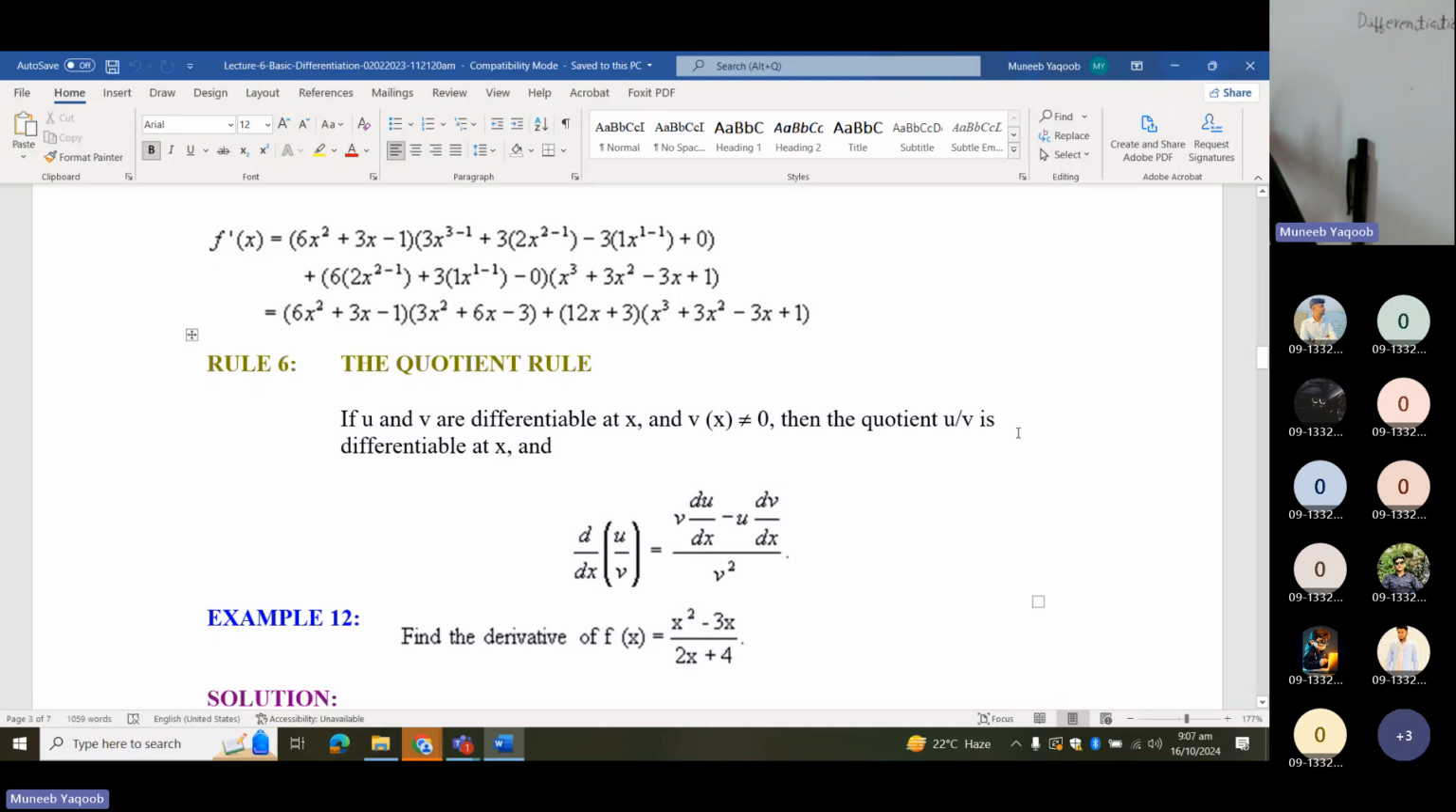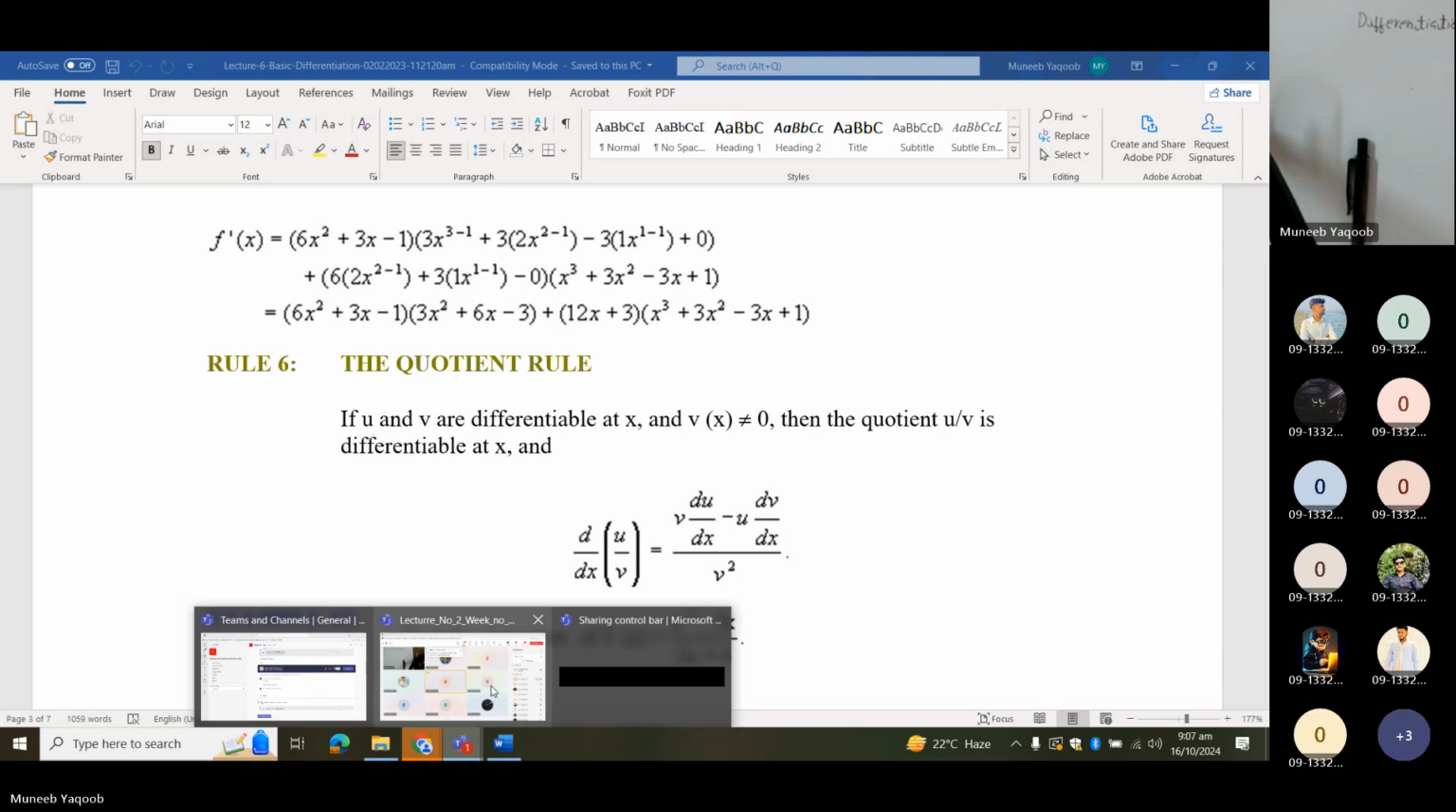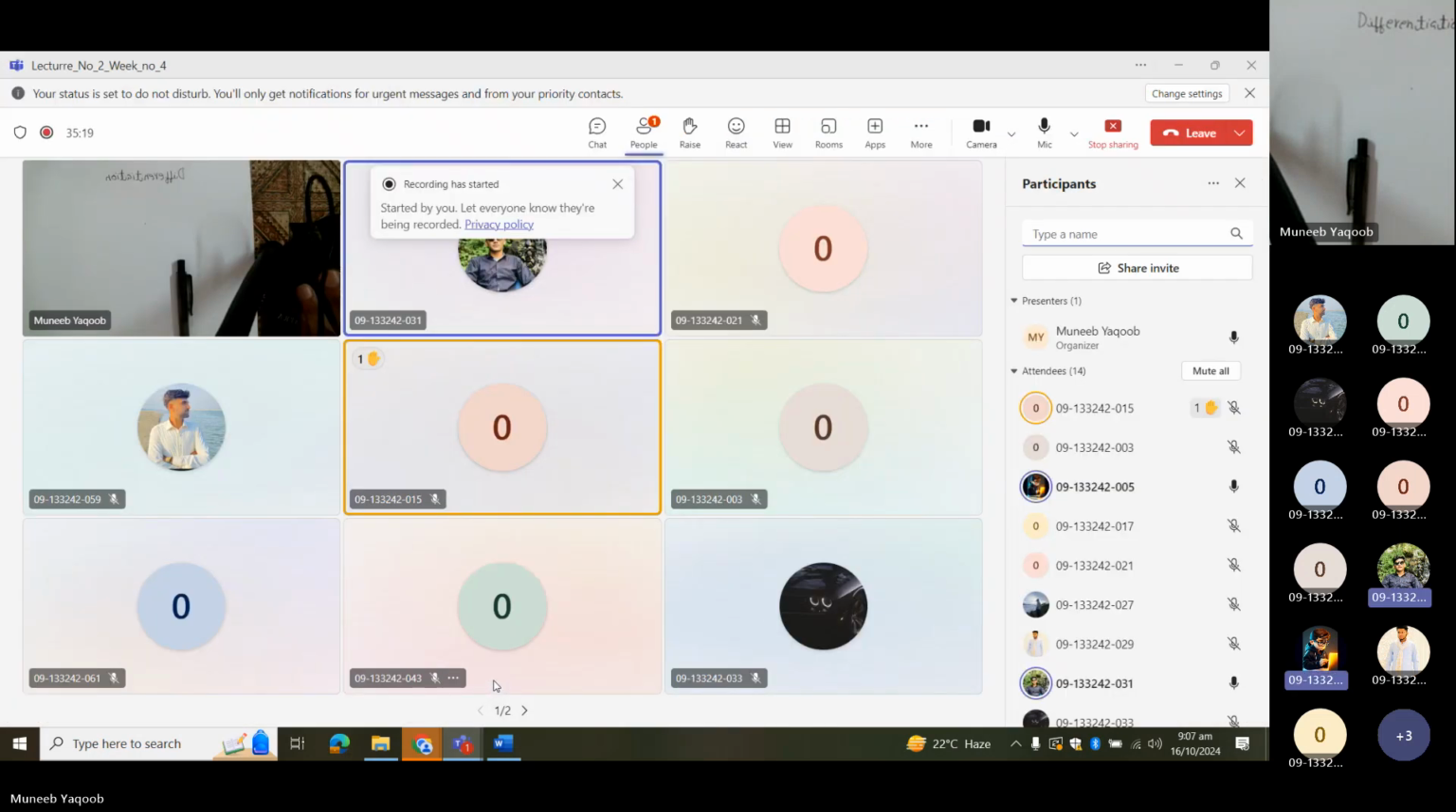Okay. Any difficulty, any trouble till this moment? If you have any problem, you can ask. If you don't understand anything, you can ask me. Students, everything is clear. Yes, sir.